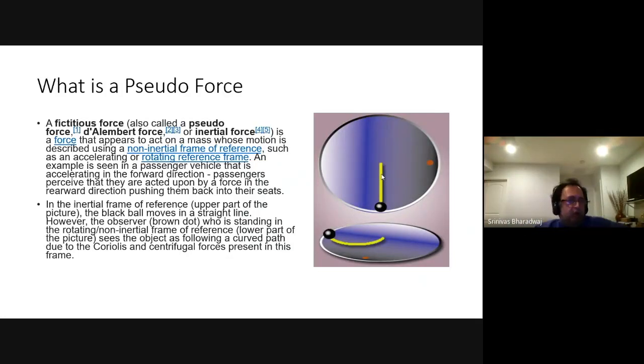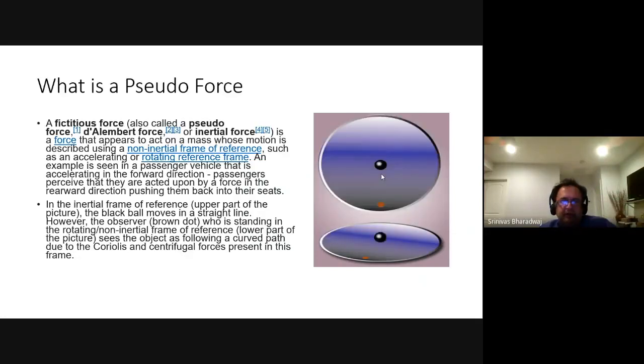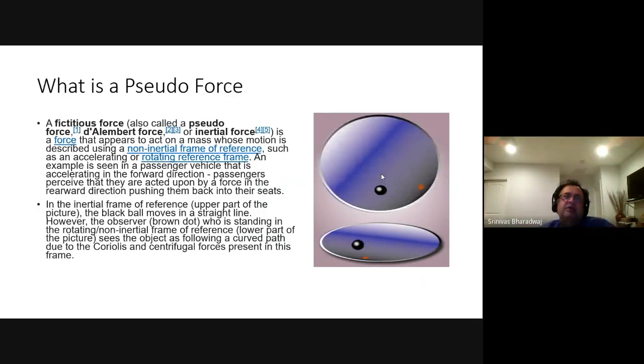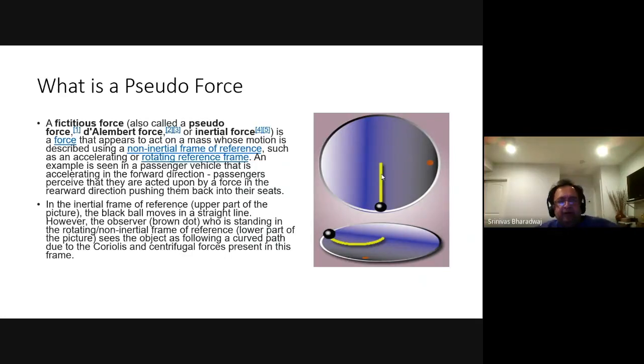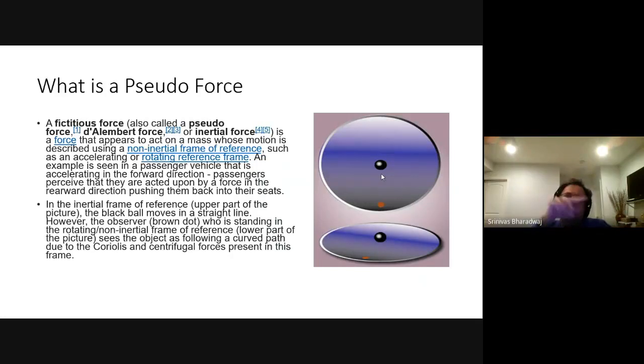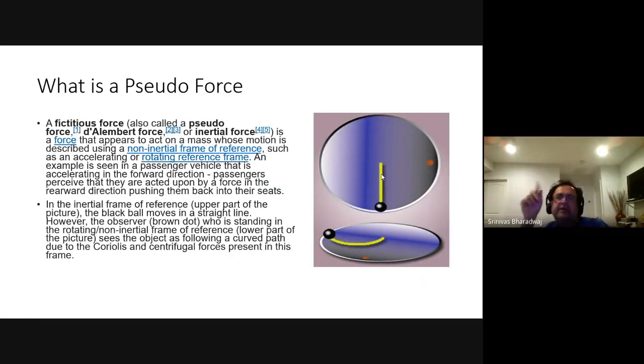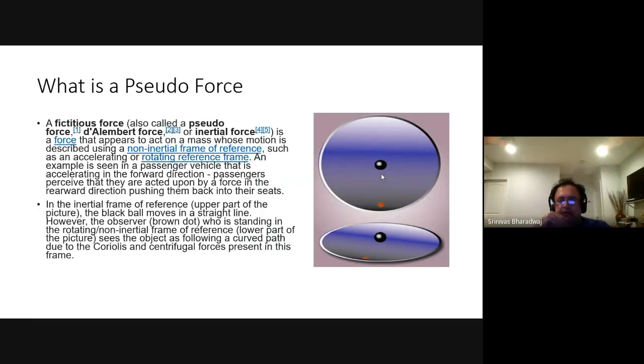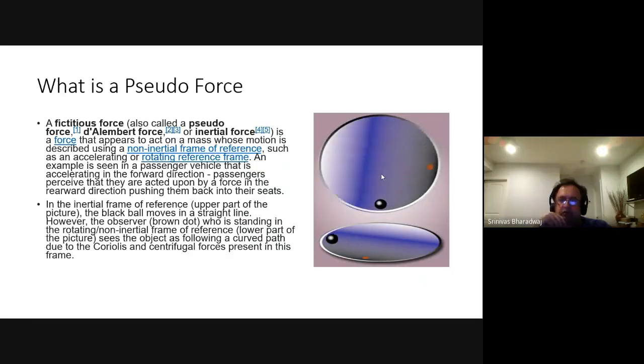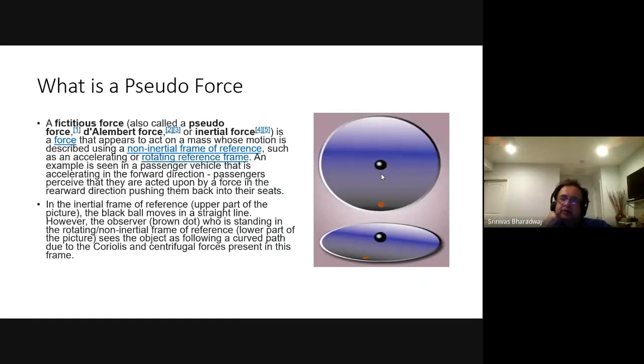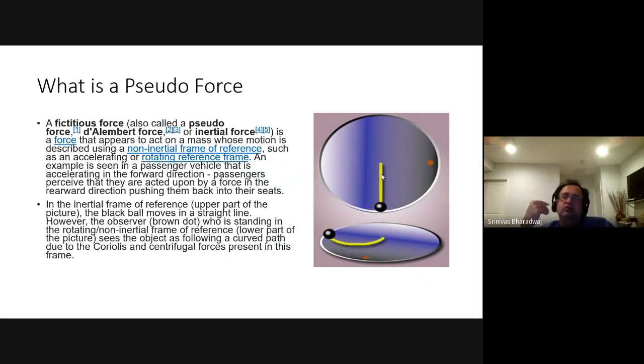Now, when you have a problem with the Coriolis force, D'Alembert's force, how do you deal with that? What you do is apply m times a to every element in the reference frame. Let's say you're falling downwards with g, you apply m times g to every object in the reference frame. That is how you deal with a non-inertial frame of reference.